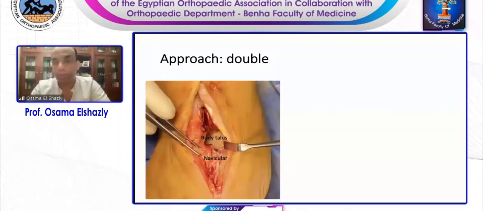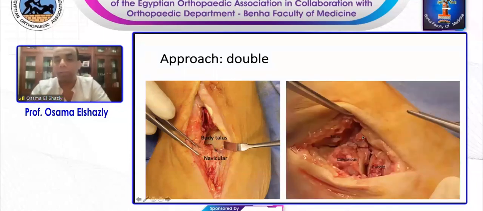I prefer also in this case to do a double approach, one for the talonavicular joint. Look here at this approach, where we can see this is the talar body, not the talar head, this is the navicular, and the talar head is in the plantar aspect down. Here is the calcaneocuboid side, the lateral approach for the subtalar and calcaneocuboid.